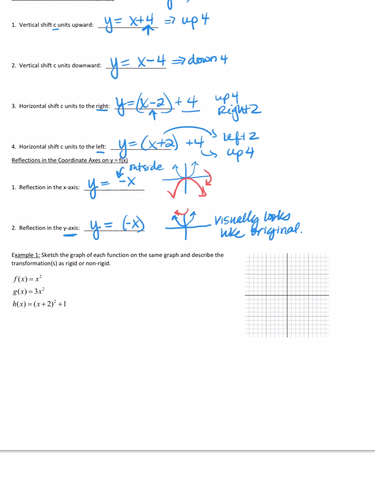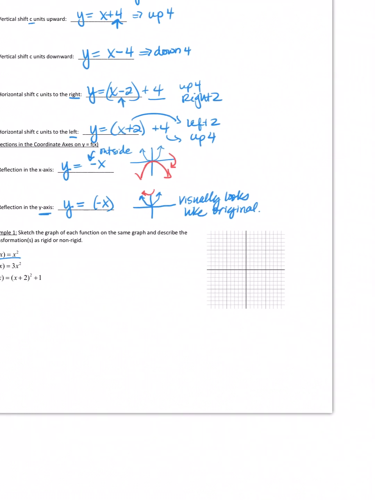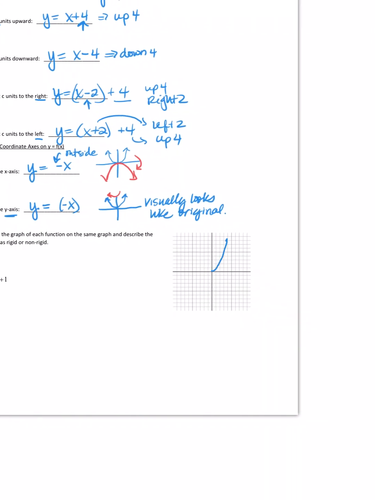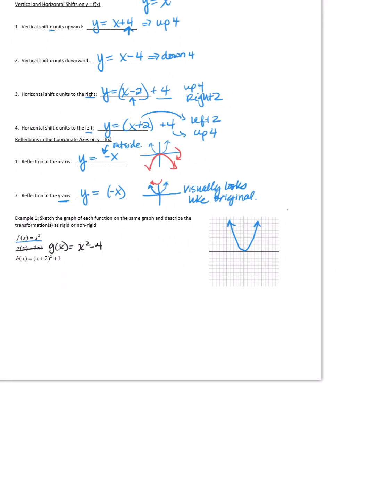Now, let's look at some examples here. Sketch the graph of each function on the same graph and describe the transformation as rigid or non-rigid. All right, so if the original function is x squared, it's the quadratic function, this is where I'm starting. So my quadratic function, I'm going to do that in blue, looks like that. Now, I'm changing g of x on your notes because we haven't covered vertical stretches yet, but this one I'm going to change g of x to be x squared minus 4. So it's taking my quadratic and moving it down 4.